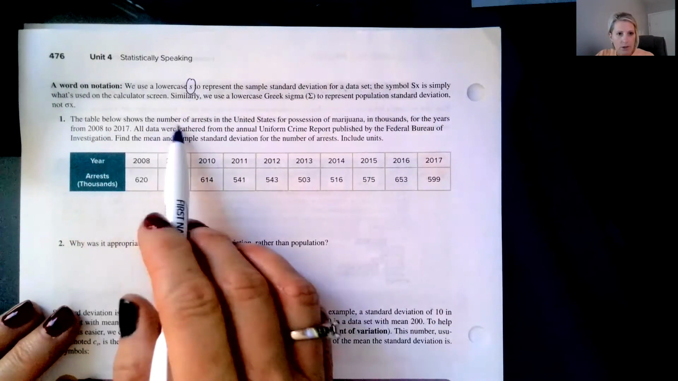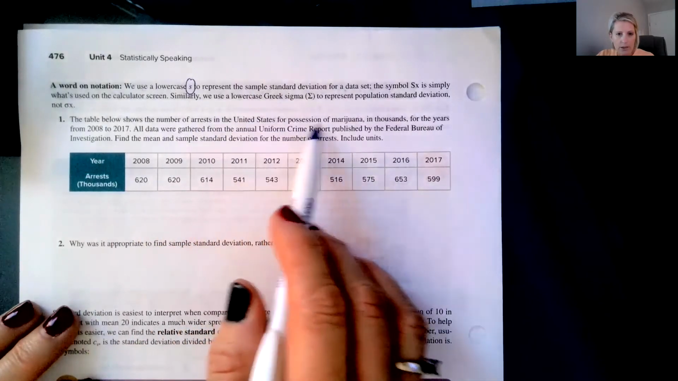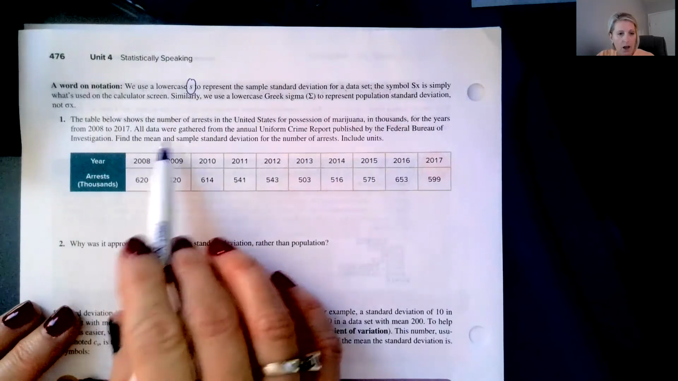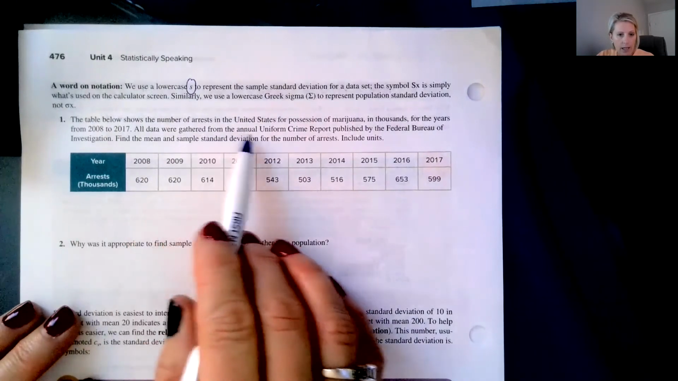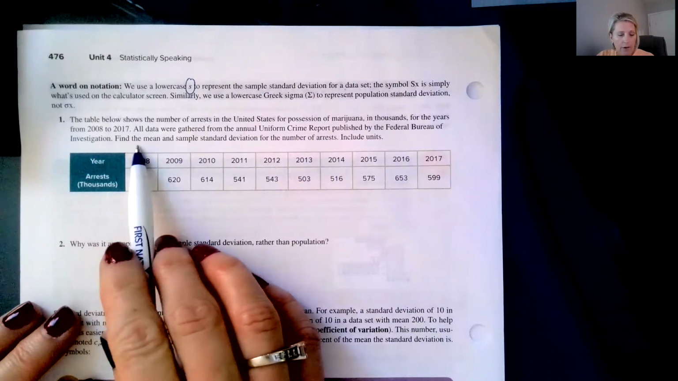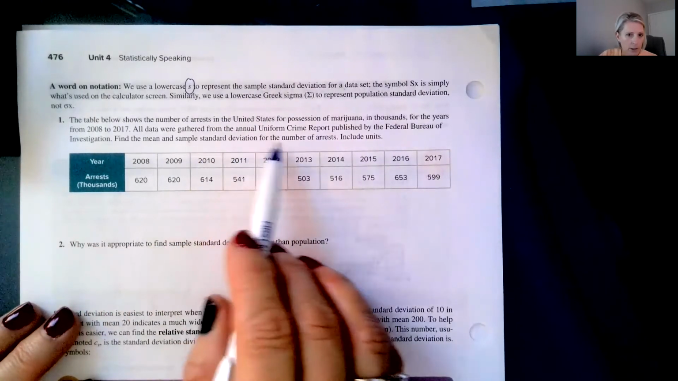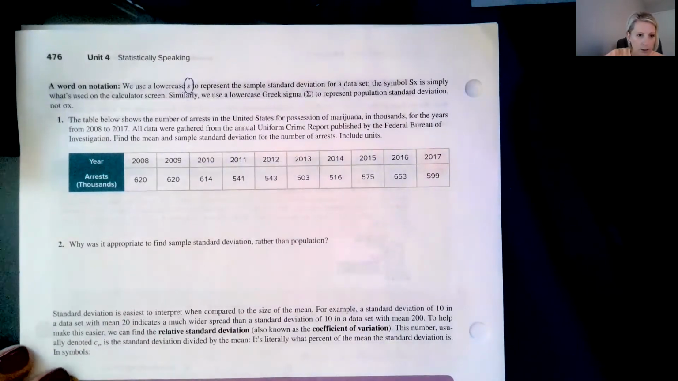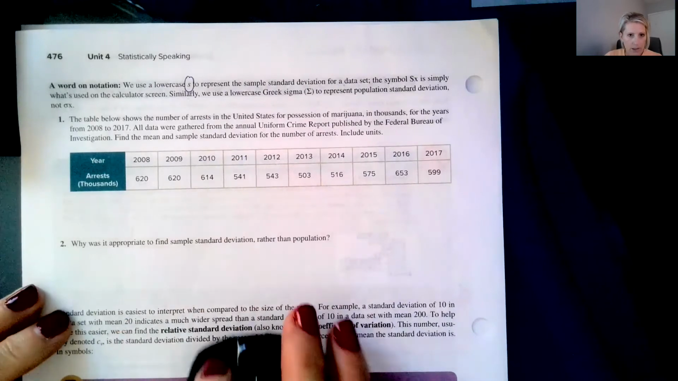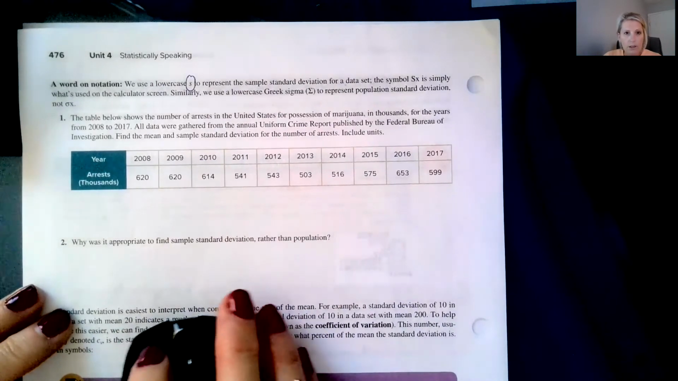So the table below shows the number of arrests in the U.S. for possession of marijuana in thousands for the years from 2008 to 2017. All data were gathered from the annual Uniform Crime Report published by the Federal Bureau of Investigation. Find the mean and sample standard deviation for the number of arrests and include units. Why is it appropriate to find sample standard deviation rather than population? So let's go to Desmos.